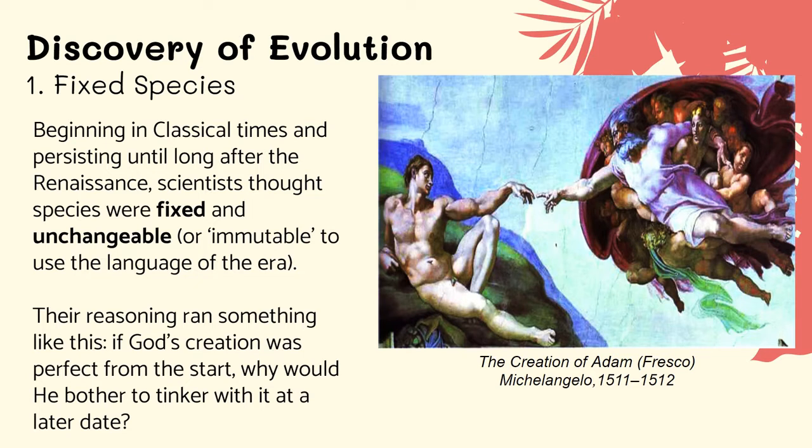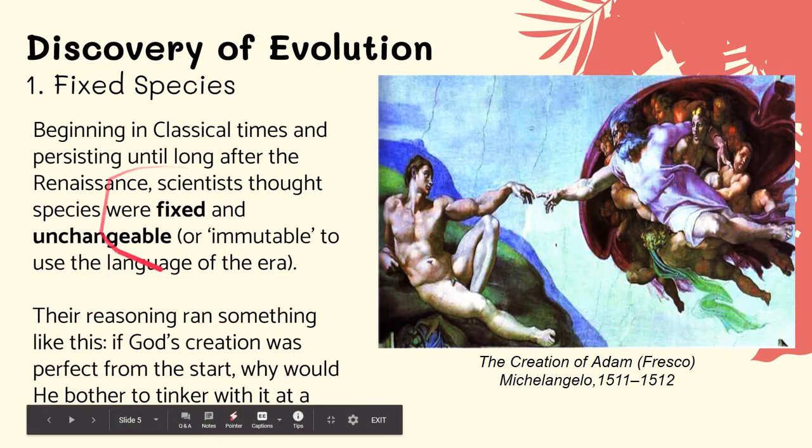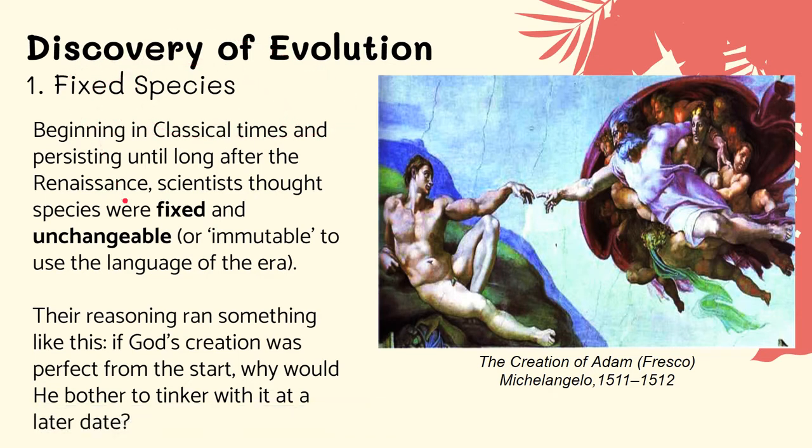This reasoning ran something like this. So this is what scientists and other philosophers thought during that time. If God's creation was perfect from the start, why would he bother to change them or tinker with it at a later date? So that was the idea during those times: that species were fixed, that organisms are fixed, they were created as they are, they do not have to change, they were created by a divine being, therefore the creations are perfect as well. So that's that, okay?